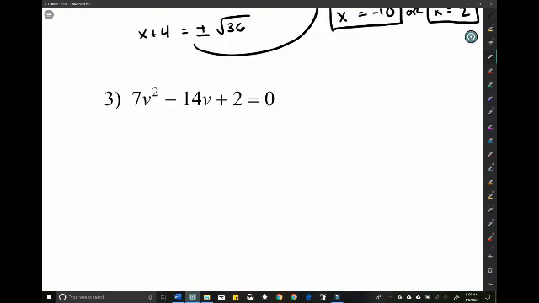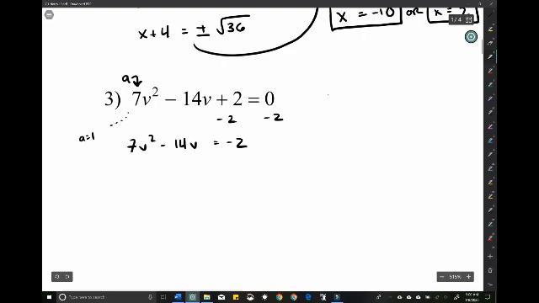Number 3 here. Okay, in this particular example, now we have a, but it's 7, not 1. Well, we want it to end up being 1. So you could start out a few different ways, but first we'll just subtract 2 from each side. So 7v squared minus 14v equals negative 2. Now, in order to fix this a, let's just divide everything by 7. So we will get a fraction, but that's okay. V squared minus 2v equals negative 2/7.